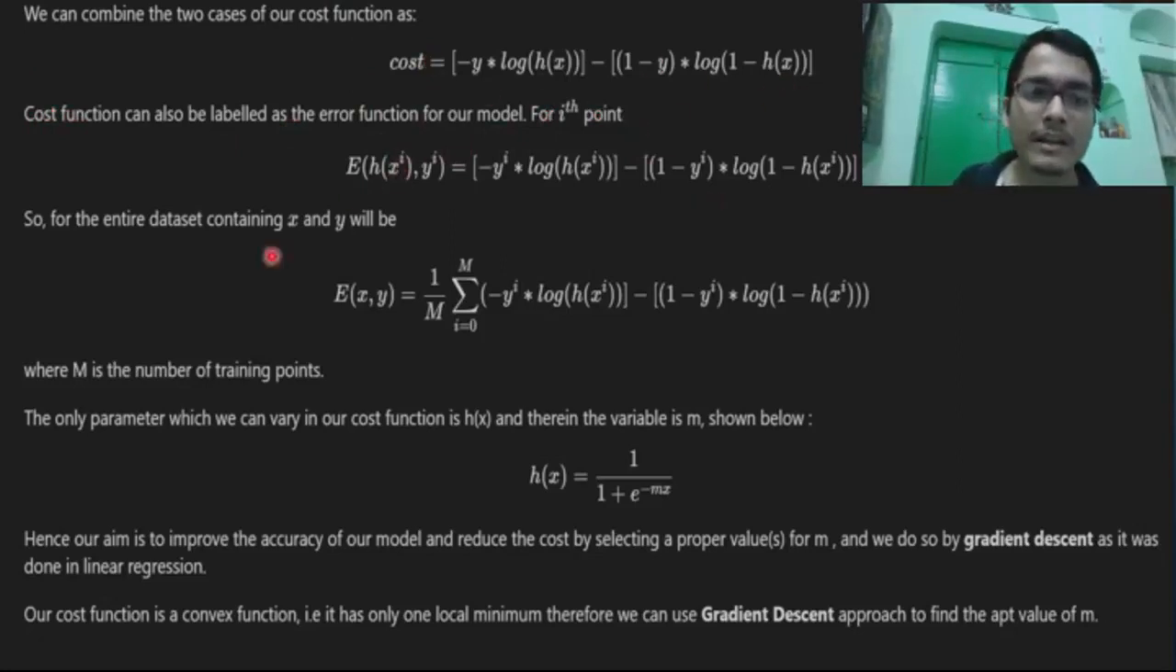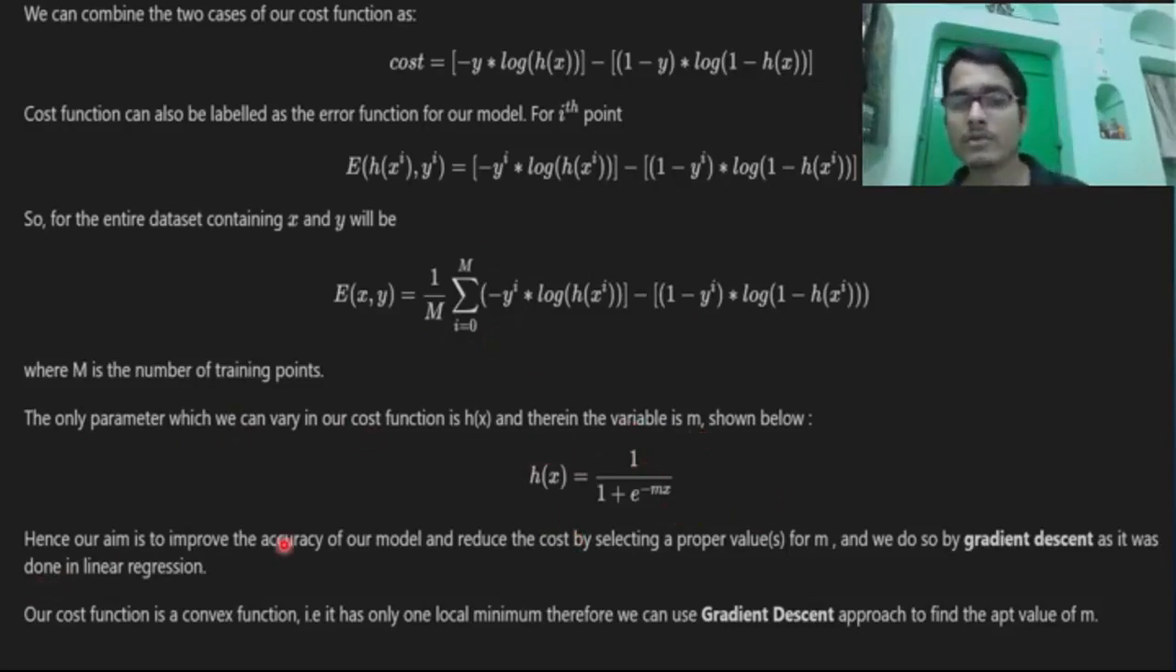And for the whole data set containing x and y, we will just sum up all those values. So we will get the error as a function of x and y if we do the summation over all our data points. The only parameter we can vary in our cost function is h of x, and there is the variable m shown below. And here also, like linear regression, our aim is to improve the accuracy of our model. So we can differentiate and equate the partial derivative to 0, or we can use the gradient descent approach.